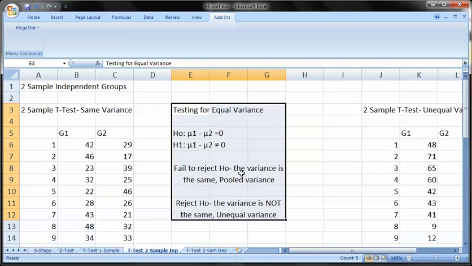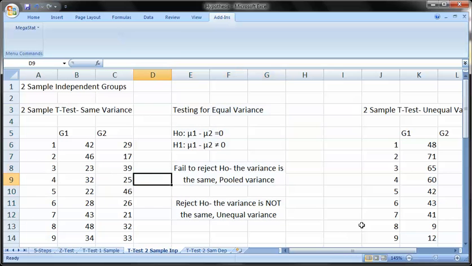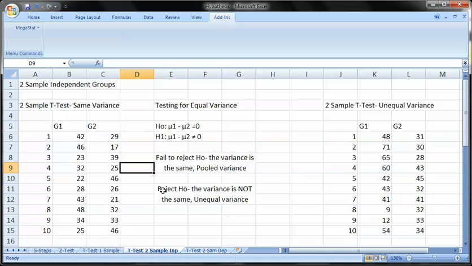If we fail to reject the null, the variances are the same, and we use a pooled variance. If we reject the null, the variance is not the same, and we use unequal variance. That's not going to make a whole lot of sense until we start getting into one of the problems. So we have two sample independent groups, group 1, group 2.